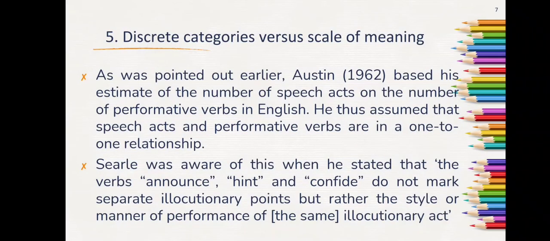Next, discrete categories versus scale of meaning. As was pointed out earlier, Austin in 1962 based his estimate of the number of speech acts on the number of performative verbs in English. He thus assumed that speech acts and performative verbs are in a one-to-one relationship. This assumption has been criticized by Leech in 1981 and 1983 and other authors, specifically Edmondson, on the grounds that there is no reason to believe that distinctions made in our vocabulary necessarily exist in reality.